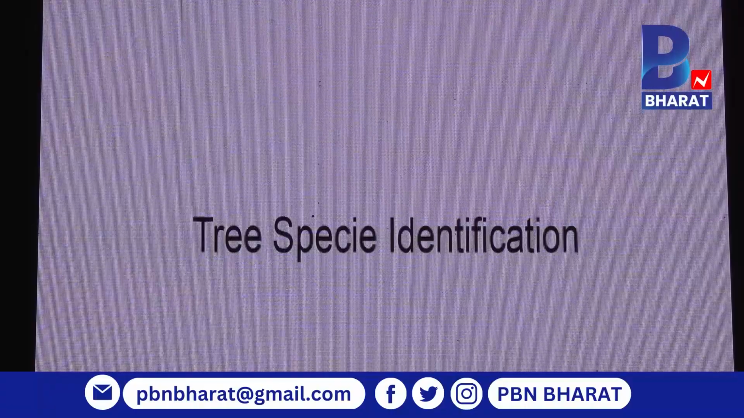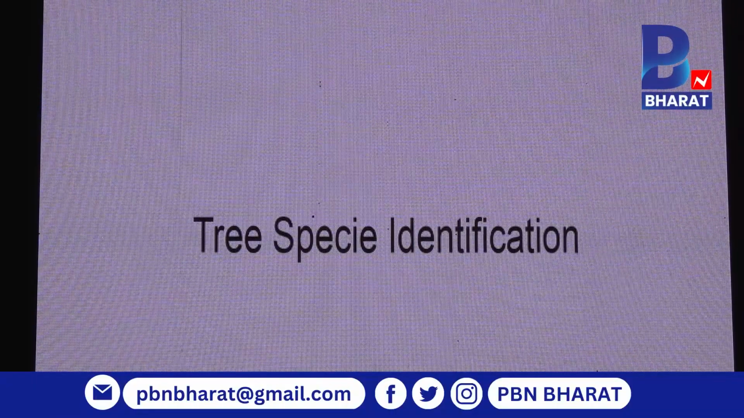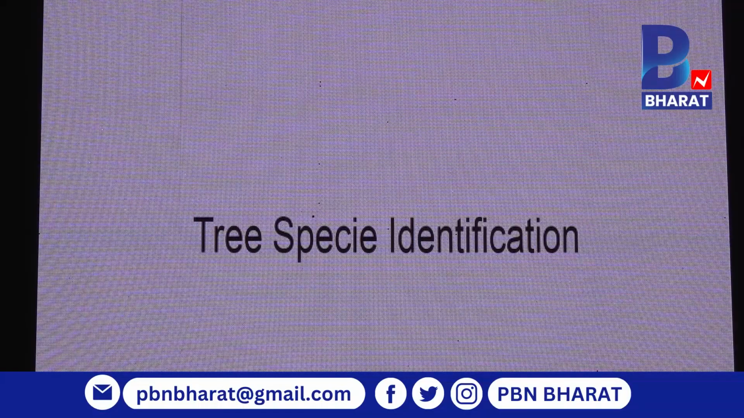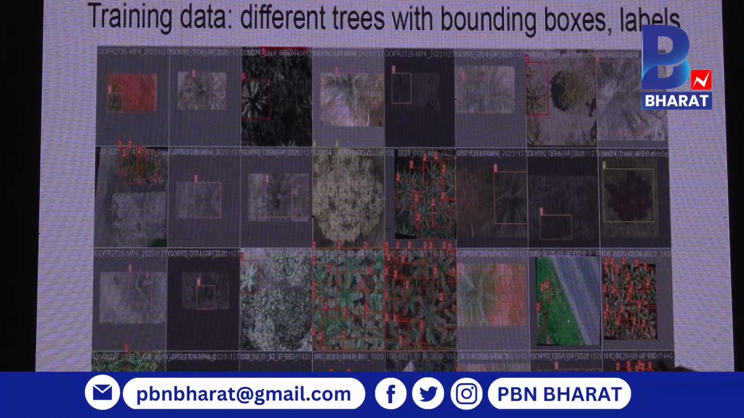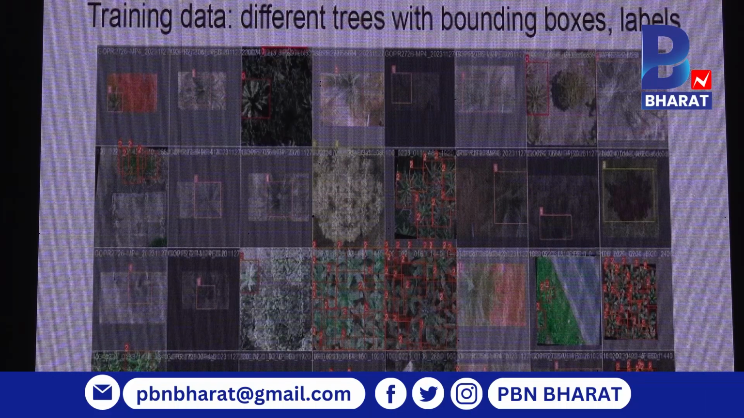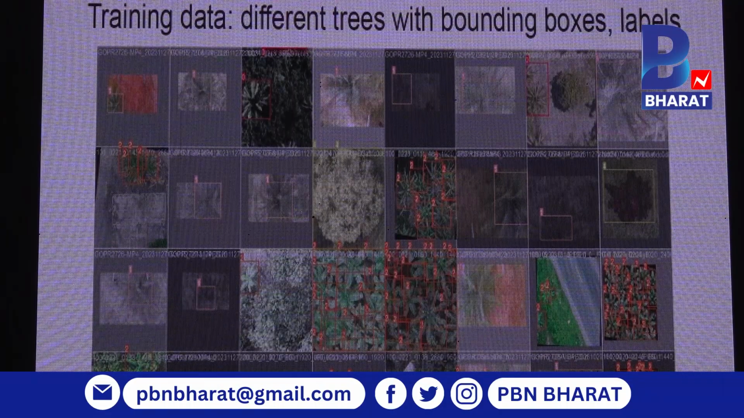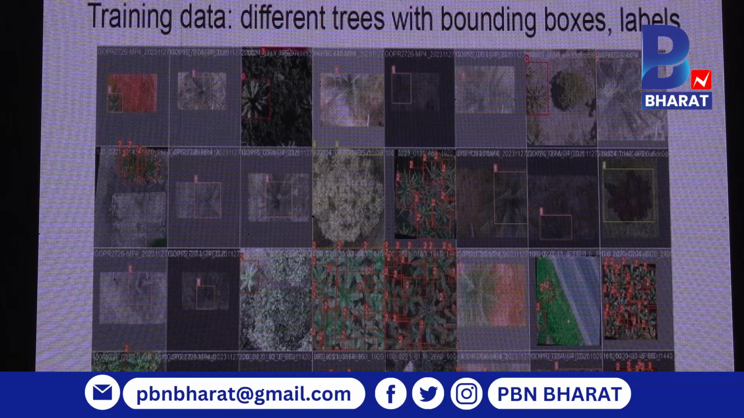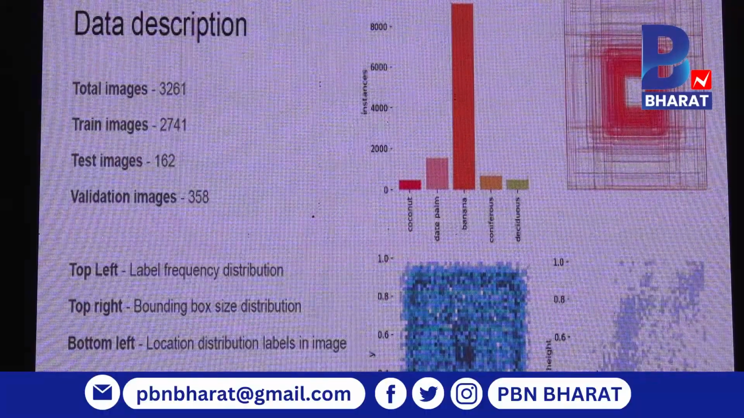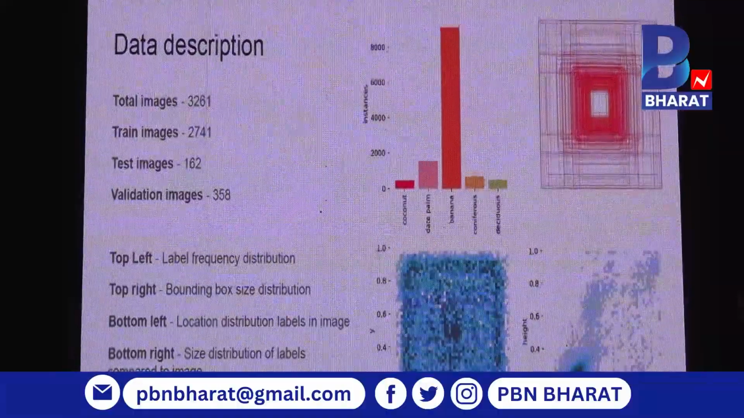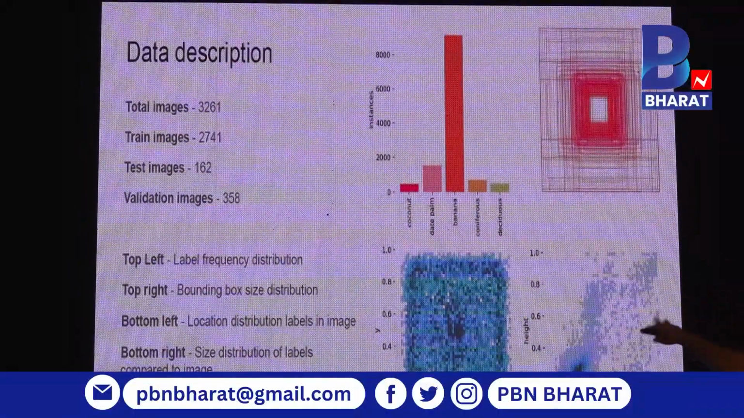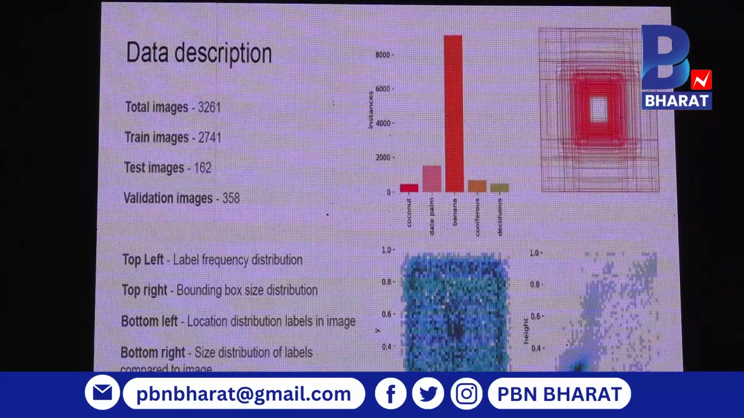One is the one that I have shown initially, how to identify the species. These are the data that we use. You can see there are 4 different types of trees. The data is collected with the help of some drones, and we have bounding boxes and the labels. This is the training data, because we are building a classifier or object detection model. And this is some details about the data description. The only thing that is interesting is the top left graph, which gives the distribution of the classes, the different types of trees in the data.